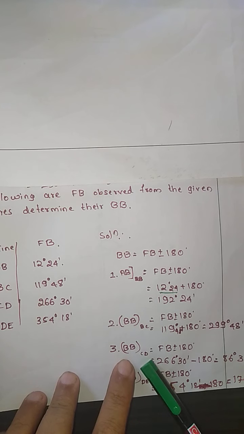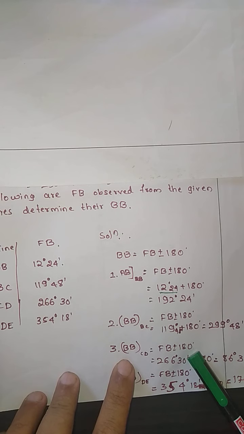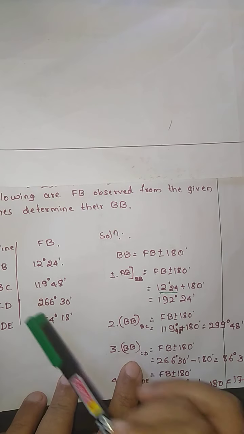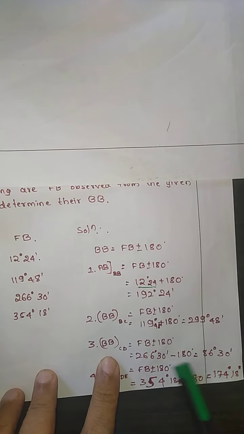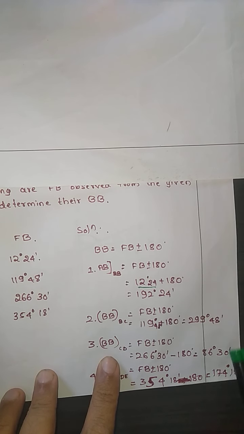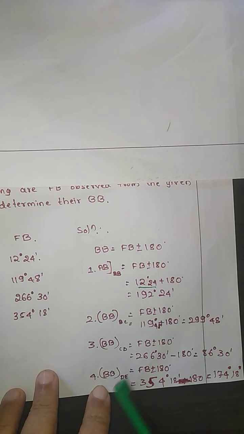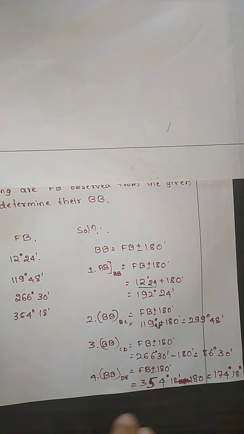Then again, back bearing of CD: fore bearing of the line CD plus or minus 180 degrees. Since the CD line has a fore bearing greater than 180 degrees, you will be using the minus sign. So you get 86 degrees 30 minutes. Now the back bearing of the line DE: fore bearing is 354 degrees 18 minutes, which is greater than 180. So again you will use the minus sign, and you get 174 degrees 18 minutes.